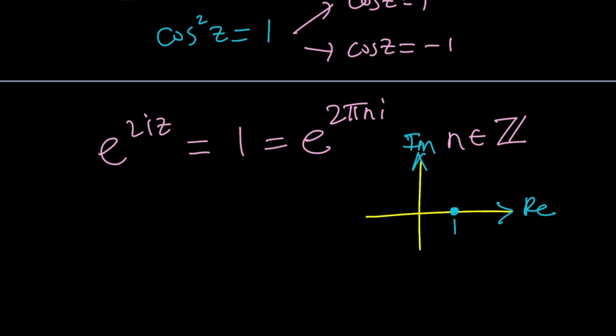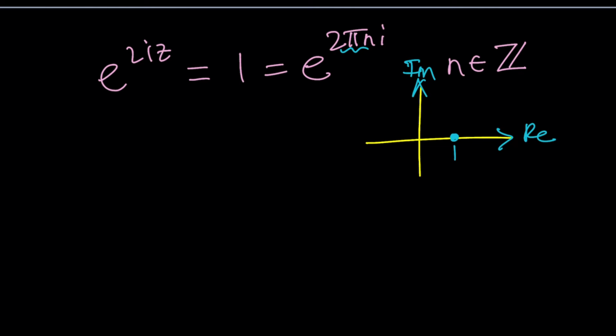Makes sense? And it makes 0 radians or 2 pi radians or any multiple of 2 pi radians. That's what 2 pi n represents, an integer multiple of 2 pi. So now this gives us something super nice because 2 cancels out, i cancels out, and z happens to be n pi, where n is an integer.